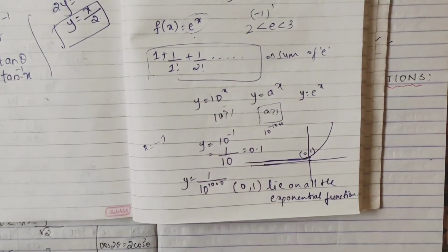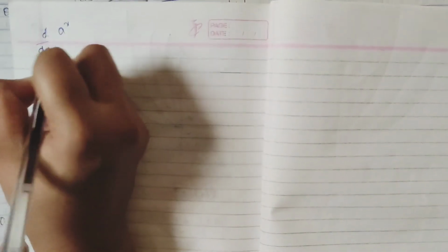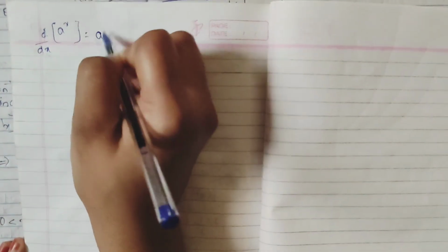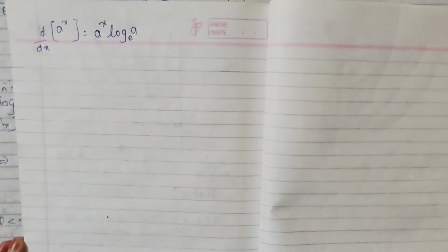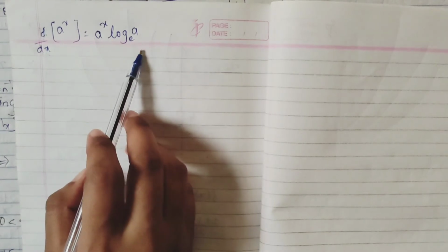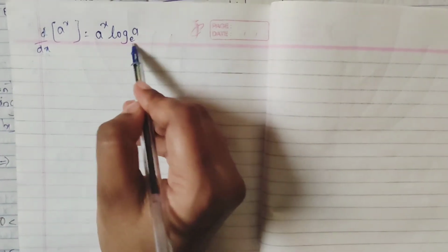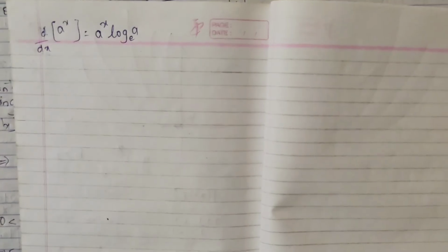Now differentiation of this, how will we do it? You have a to the power x, differentiating this with respect to x. Its formula is a to the power x log a to the base e. This log to the base e is called the natural logarithm. If the base is e, it is called the natural logarithm.